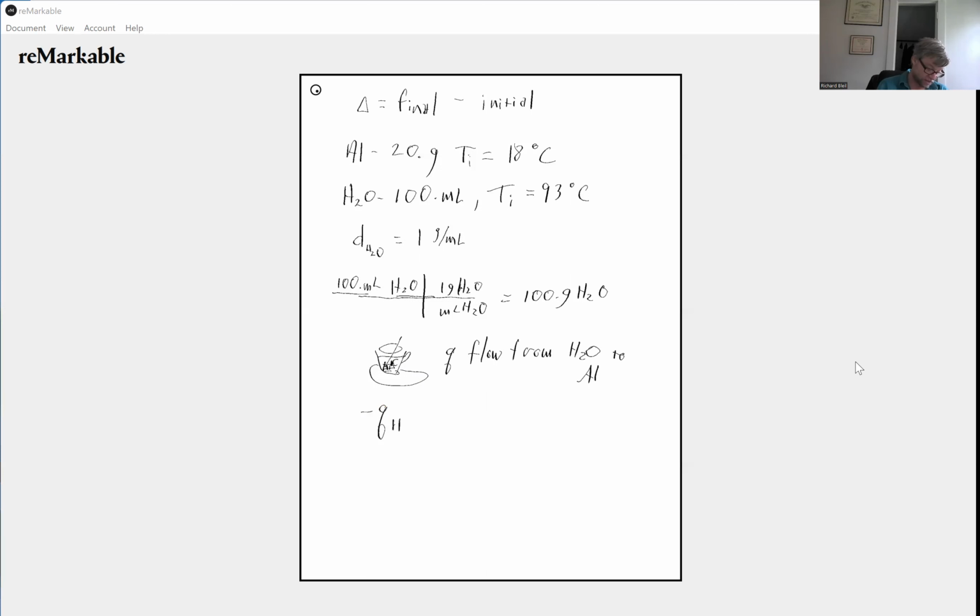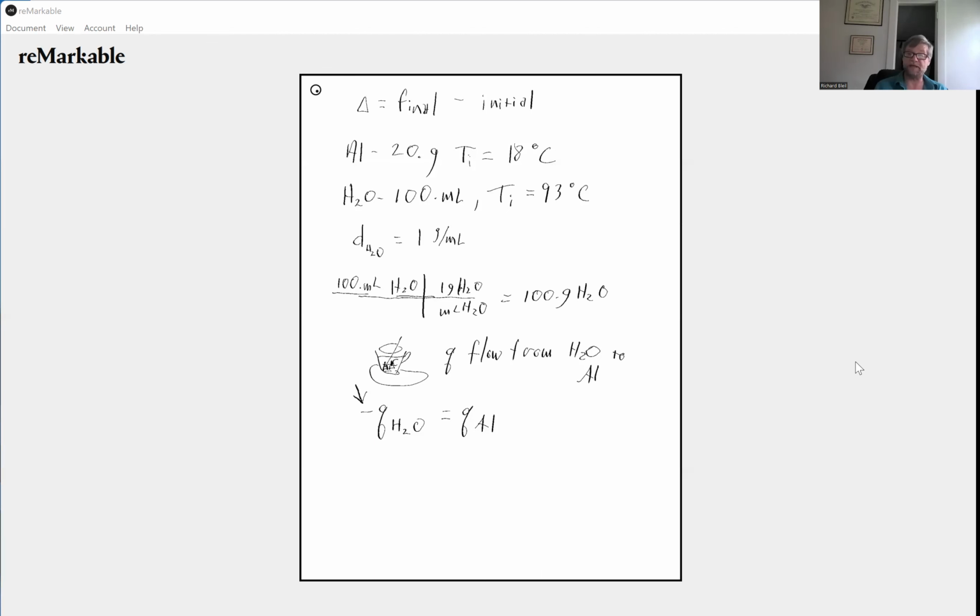The heat lost, so I want to put a negative sign there, by the water is going to be gained by the aluminum. In questions like this, one of the major mistakes that students will make is they will forget the negative sign here. The heat is lost by the water, so it's going to be negative Q. It's going down. Don't forget that.